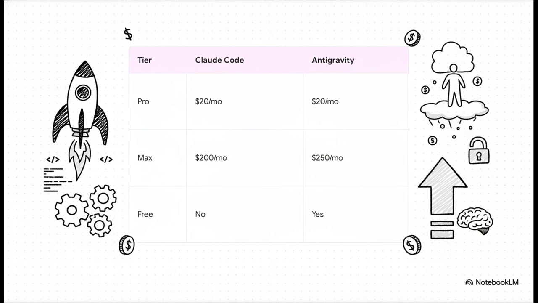Both have a starting pro tier sitting around $20 a month, but for real, heavy daily usage, you're looking at the max or ultra tiers. That ranges from $100 to $200 a month for Claude Code, up to $250 a month for Antigravity.